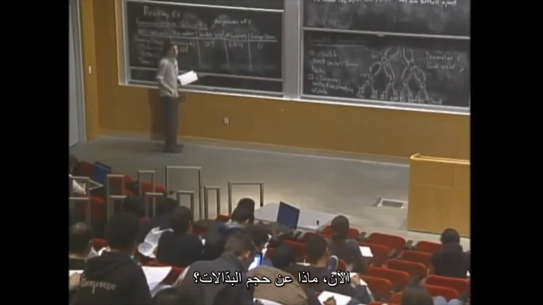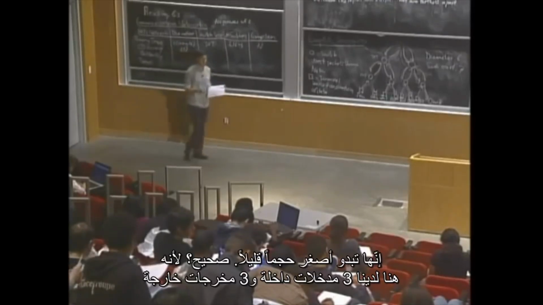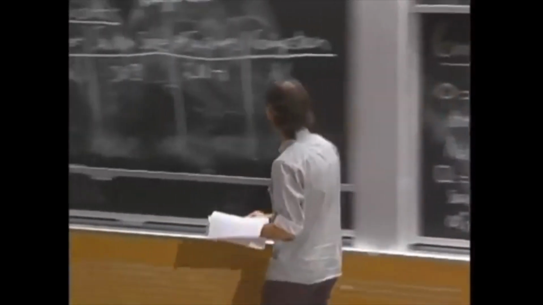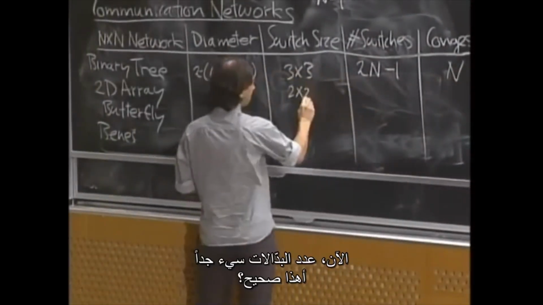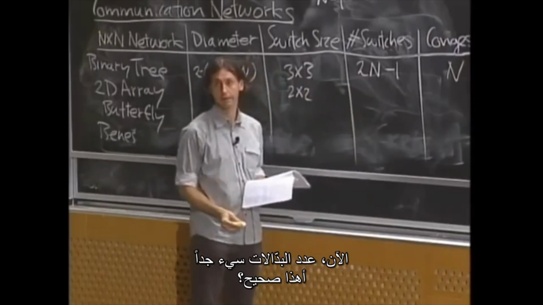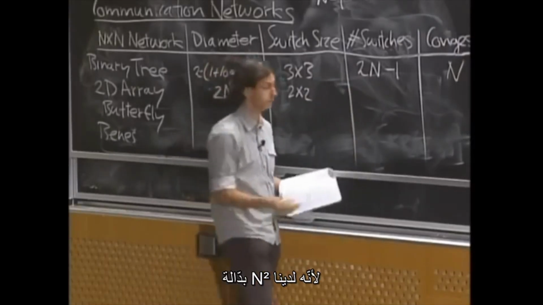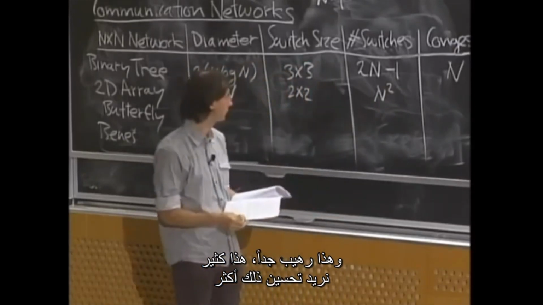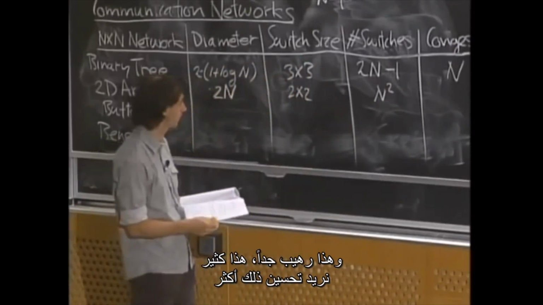Now, what about the switch size? It looks a little bit smaller, right? Because over here we had 3 inputs coming in and 3 outputs coming out. But over here, every single switch has only 2 inputs and 2 outputs. So that makes the size 2 times 2. Now the number of switches is pretty bad, right? Because we have n square switches. So that's really horrible. That's a lot. We would like to do much better.